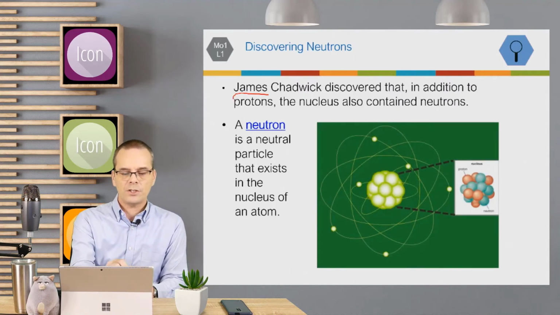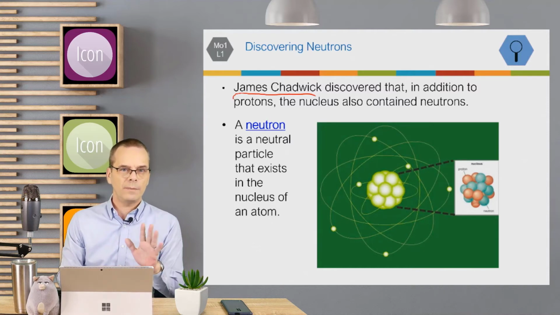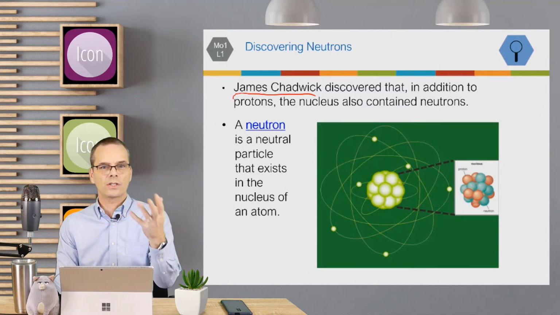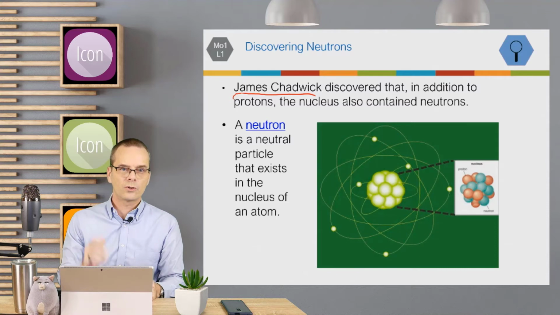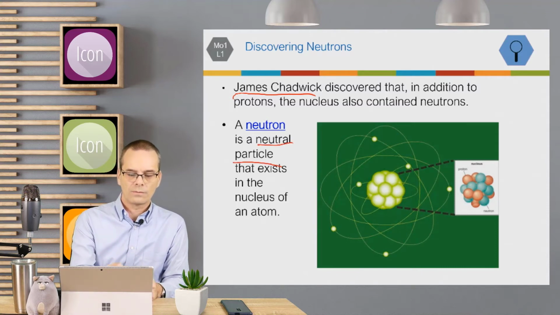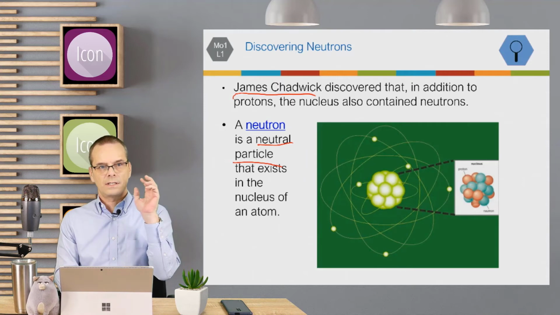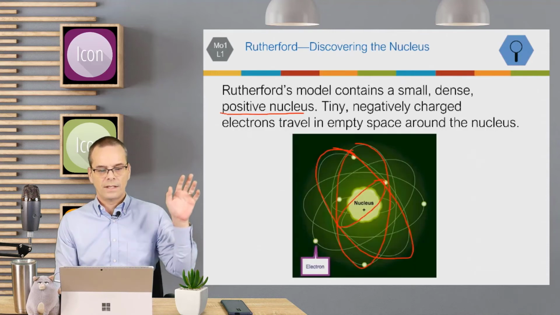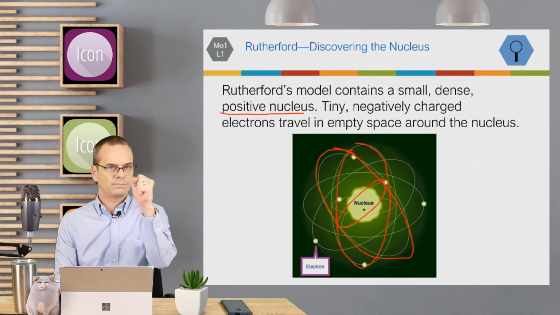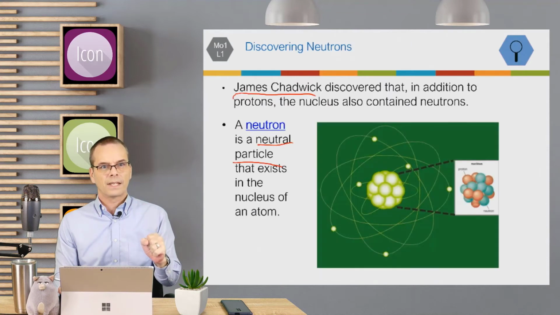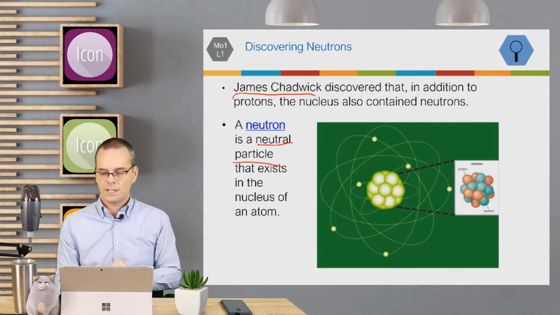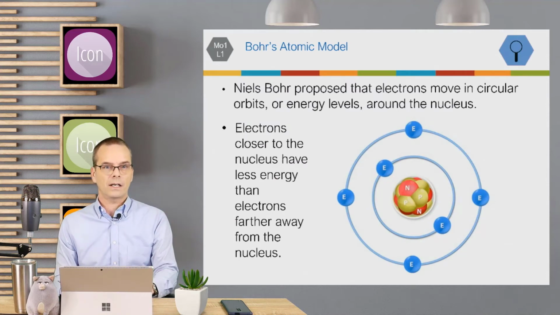Then comes a guy named James Chadwick, and he said, well, wait a minute. In the nucleus, there's not just positive protons. There are also neutrons. Neutrons are neutral particles. So you went from Thompson's plum pudding, then you went to Rutherford, saying, oh, there's a positive nucleus. And now James Chadwick comes along and says, yes, there's a nucleus, but there are also neutral particles inside there. So then he updated the model again.